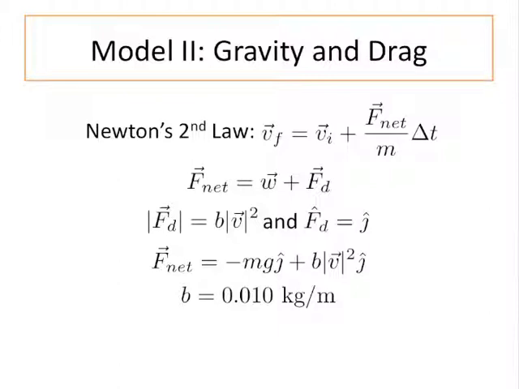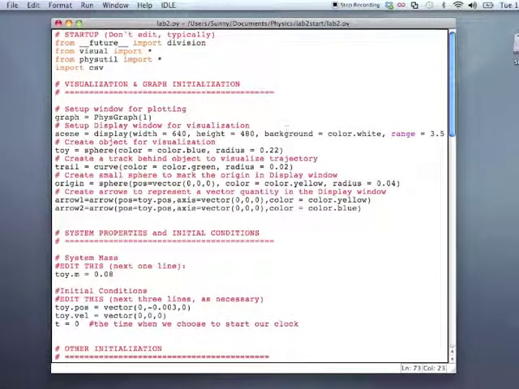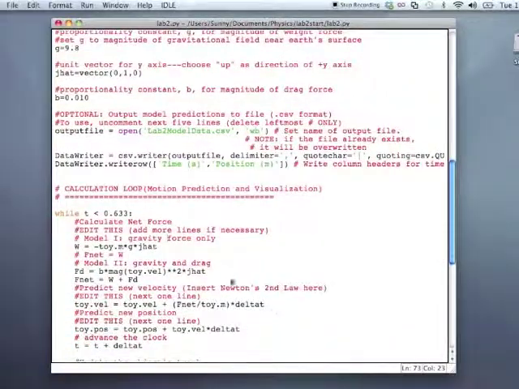In order to determine what constant of proportionality I would use, I tried different values and compared the resulting model's position at the final observation time to my observed position at that time. The value which led to the model matching most closely at that position was 0.010 kilograms per meter. To implement this model, all of my initial conditions remained the same, and I added an expression for the drag force, and my net force became the sum of the weight force and this drag force. My constant of proportionality was 0.010.